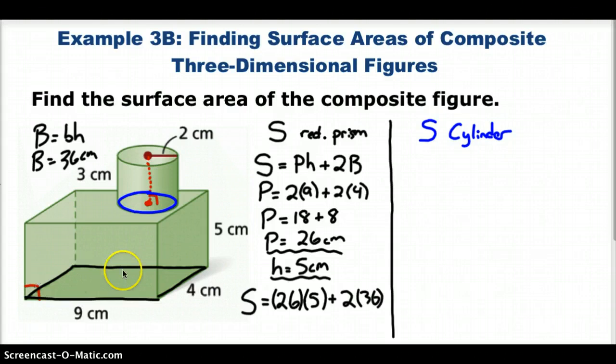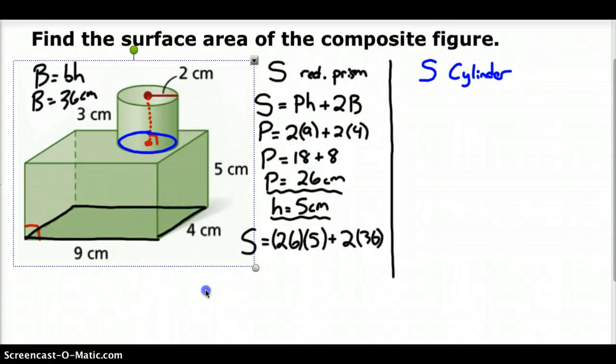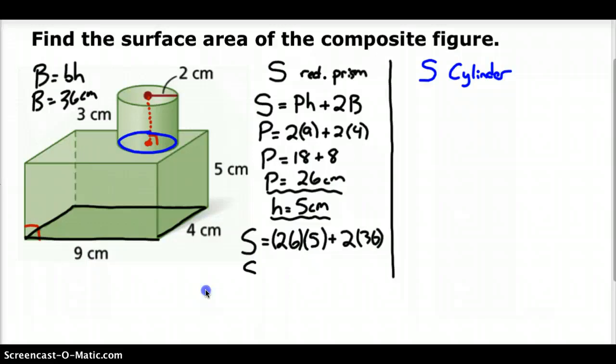All right, now as we continue, I'm just going to go to my calculator and get 26 times 5, which is going to give us 130. So our surface area is going to be equal to 130 plus 2 times 36, which is 72. So 130 plus 72 is going to give us 202. So our surface area is going to be equal to 202.